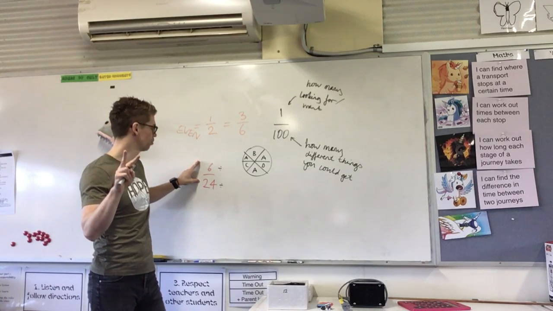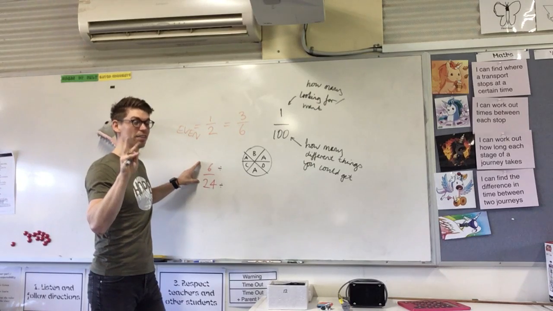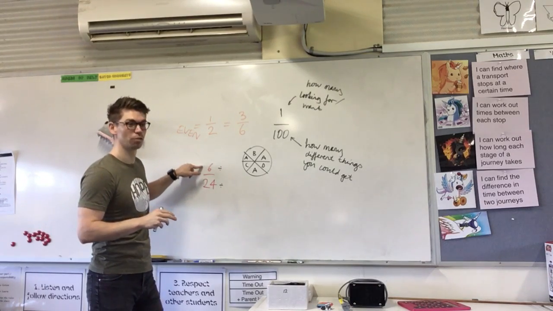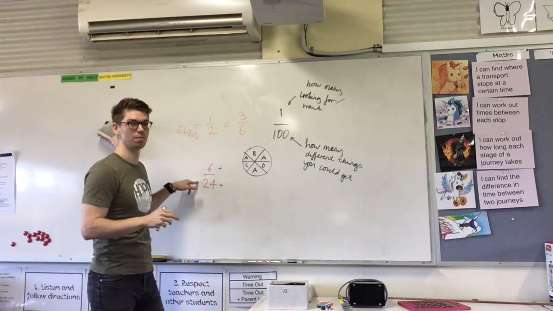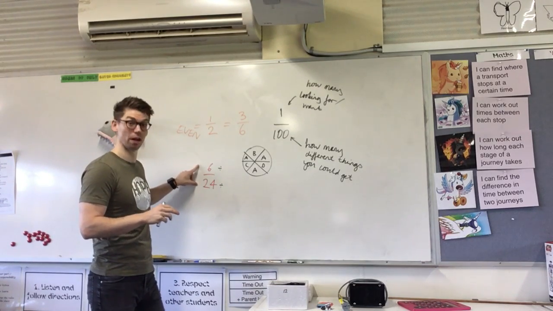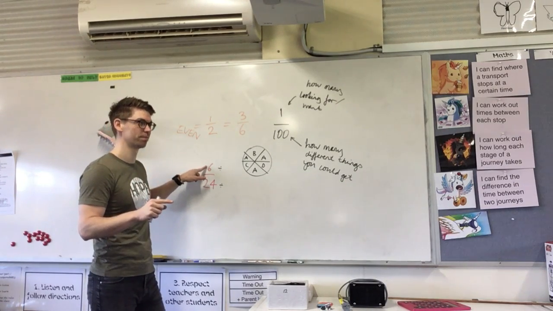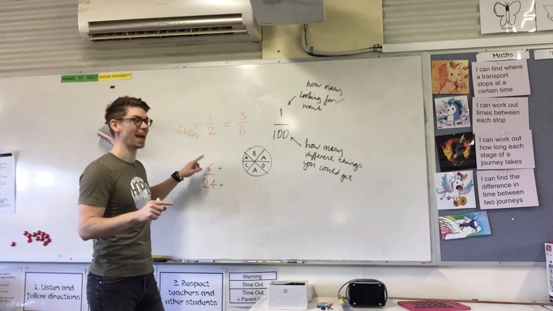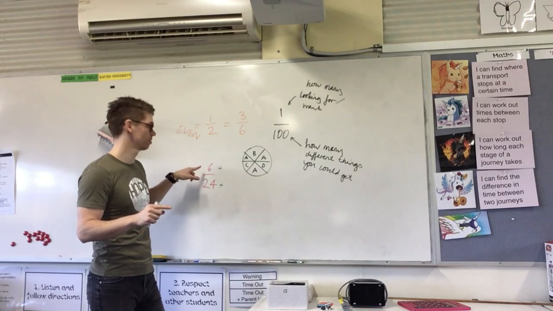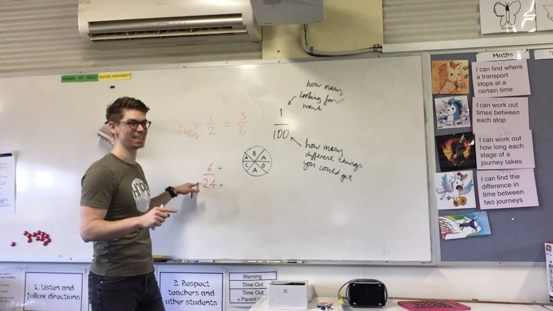Now, both of these numbers can be divided by, can you think of one? 2. They can both be divided by 2. They can both be divided by 3. 3 times 2 is 6. 3 times 8 is 24. They can both be divided by 4. Oh, sorry, no, they can't. 6 cannot be divided by 4. But they can both be divided by 6. 6 divided by 6 is 1. 24 divided by 6 is 4.